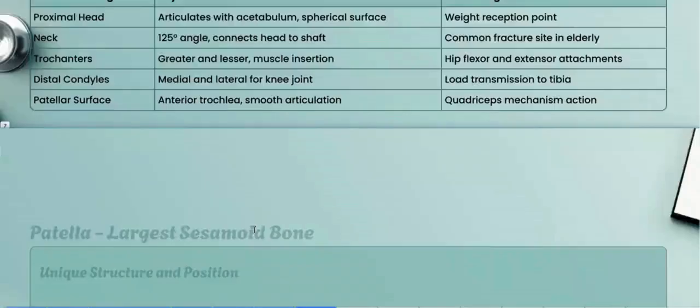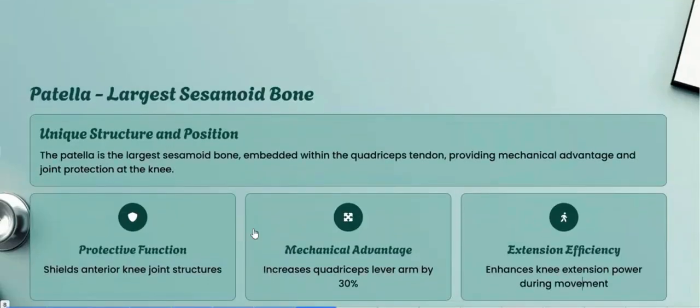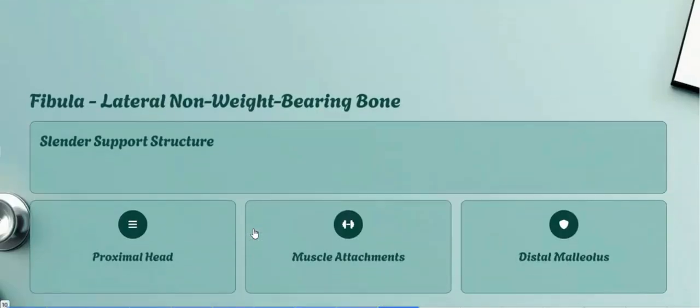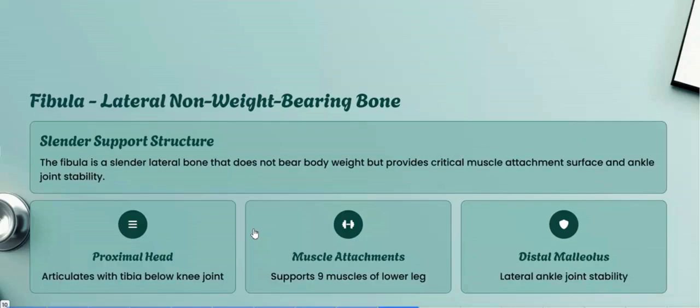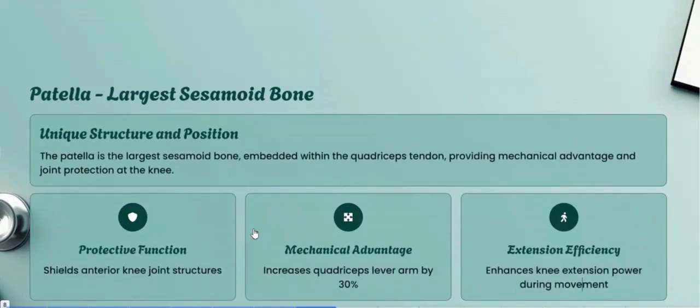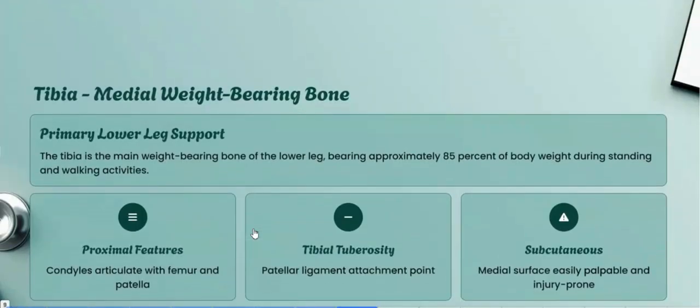Tibia. Next is the tibia. It is the medial bone of the leg. Main weight-bearing bone. Proximal end: condyles articulate with femur; tibial tuberosity is for ligament attachment. Shaft: shin bone, subcutaneous. Distal end: medial malleolus forms part of the ankle joint. Clinical: easily injured due to subcutaneous position.